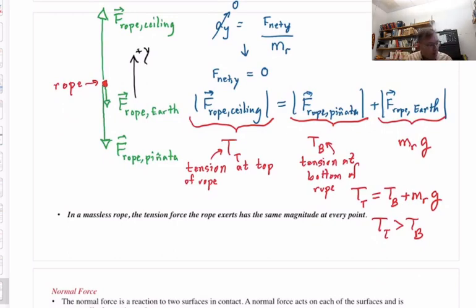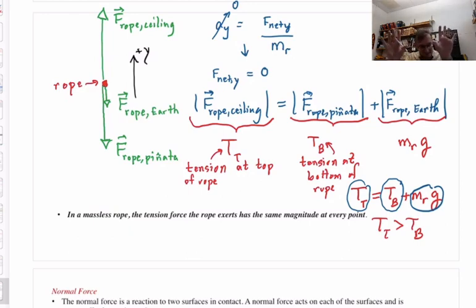Technically, that's true. The tension force at the top of the rope, T sub T, is larger than the tension force at the bottom because T sub T is equal to T sub B plus something positive. Right? So when you have this vertical rope like this tied to the ceiling at one end, something hanging at the bottom end, the tension force at the top of the rope is larger than the tension force at the bottom. That is technically true.